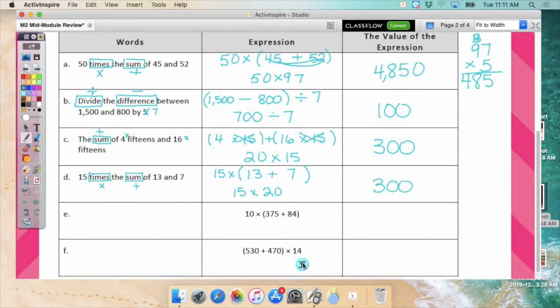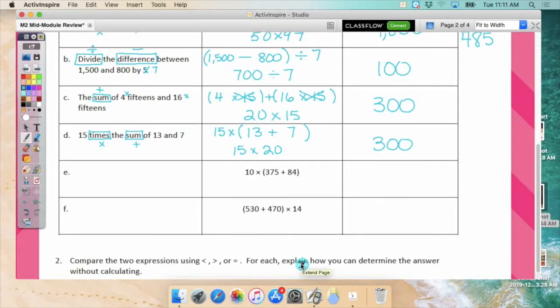Good. Okay, am I going too fast? No. Okay, this one, they didn't write the words for us. It's okay. I recognize this. One multiplication sign, one addition sign. We've done one of these before. Actually, we've done 2 of them today. So multiplication, what word do I use? Times. And addition, what word do I use? Sum.